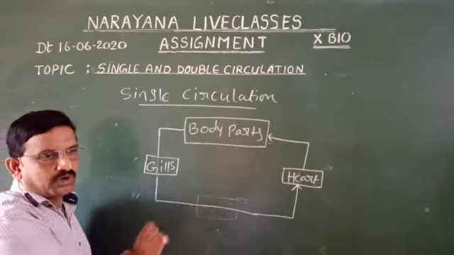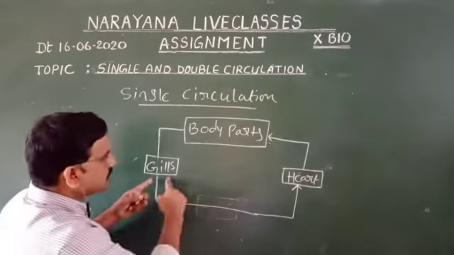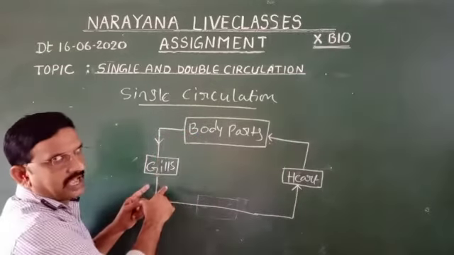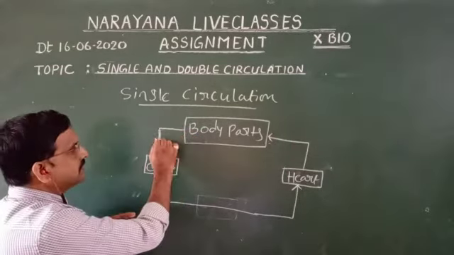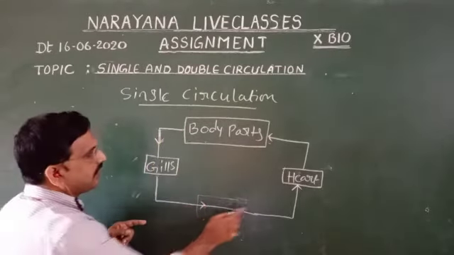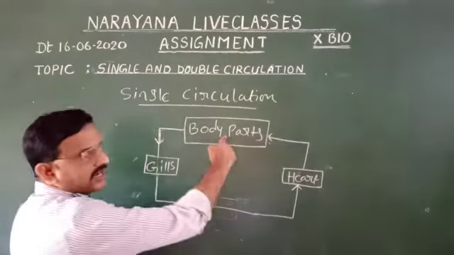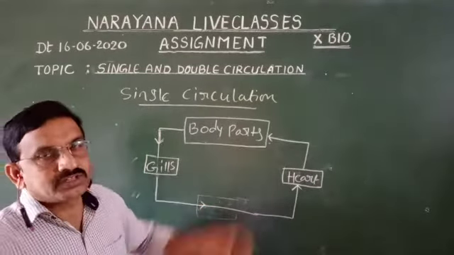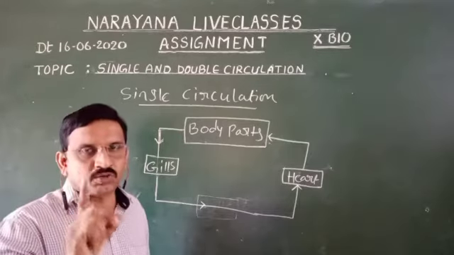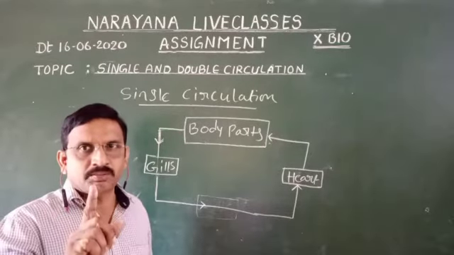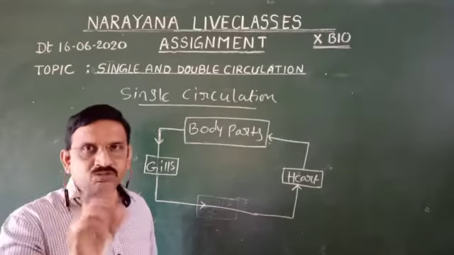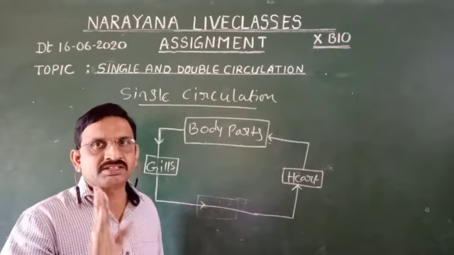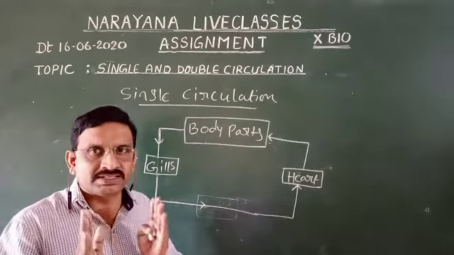Look at the board. Observe the arrow marks first of all. From body parts to gills, from gills to heart, from heart again to body parts, which directly receive blood from the heart only. That means blood flows through the heart once only. That's why it is called single circulation. This type of system is called the single circulatory system.